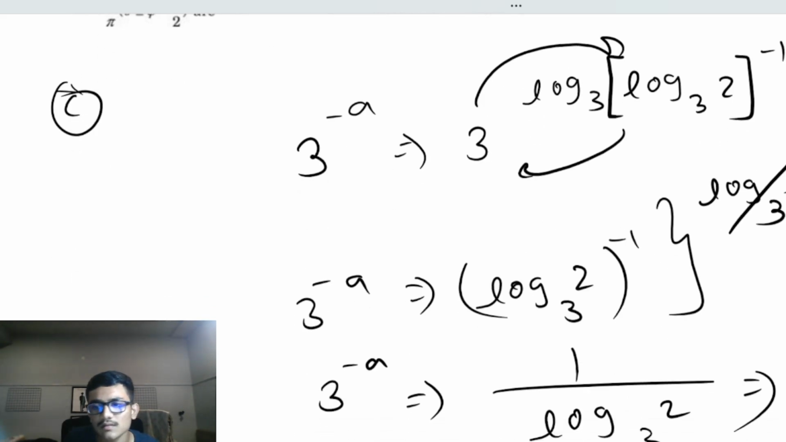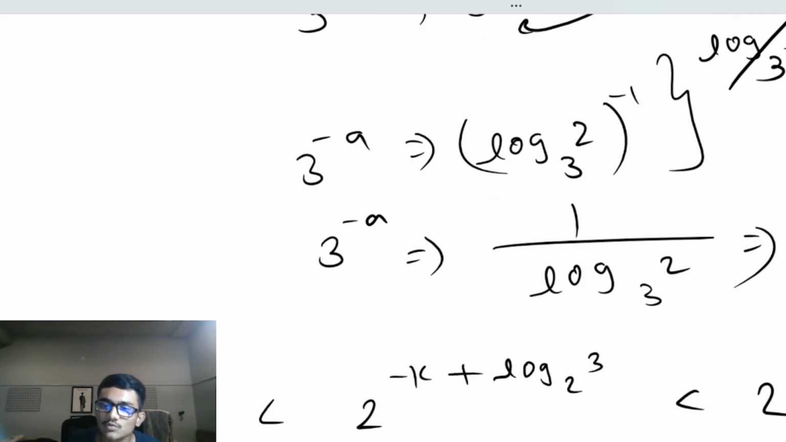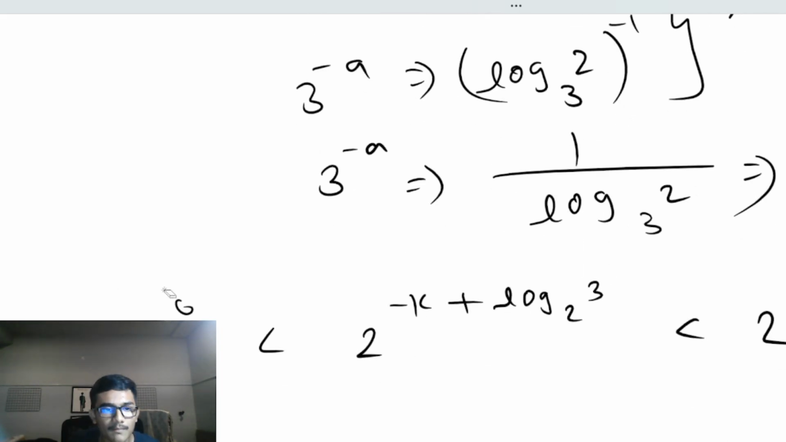Now let us see this inequality. It is 2 to the power minus k plus log 3 to the base 2 less than 2 greater than 1. 2 can be written as 2 to the power 1. 1 can be written as 2 to the power 0. So I will directly write k plus log 3 to the base 2 less than 1 greater than 0.